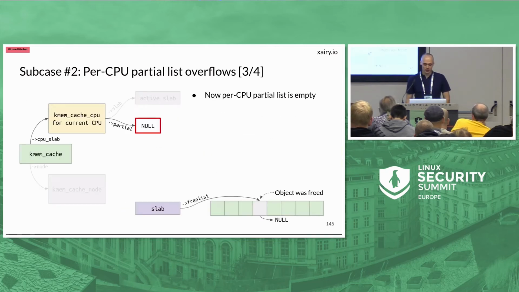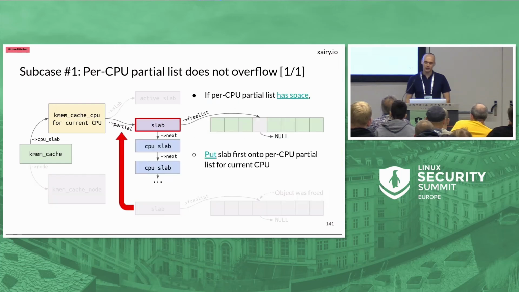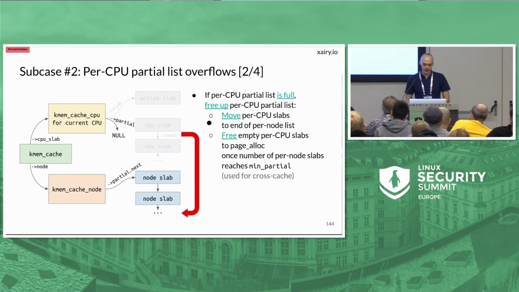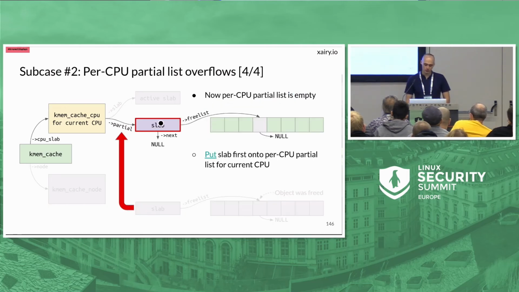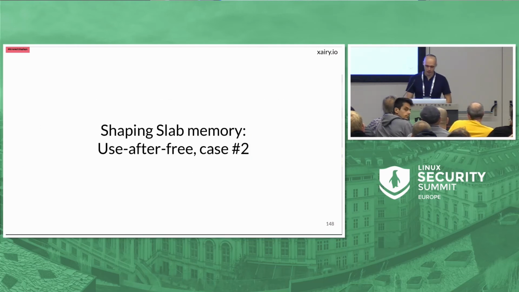So if you go back here, you can see that in both cases, regardless of whether the per CPU partial list overflows or not, the new full slab always ends up first on the per CPU partial list. In the case the partial list does not overflow, the slab that has a slot that was just freed ends up first on the per CPU partial list. In the case where the per CPU partial list did overflow, the slab which contains the object that was just freed still ends up first and the only slab on the per CPU partial list. So this is the second outcome that we need. The third one is for cross-cache attacks, so I'm going to skip it.